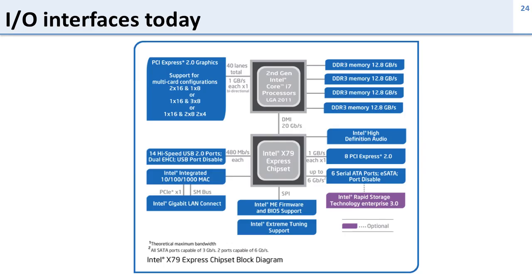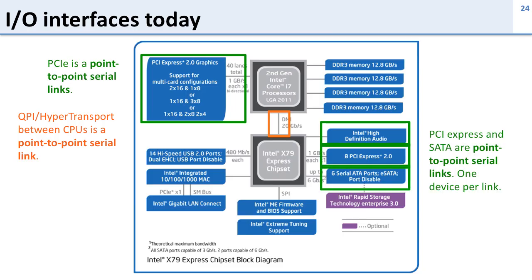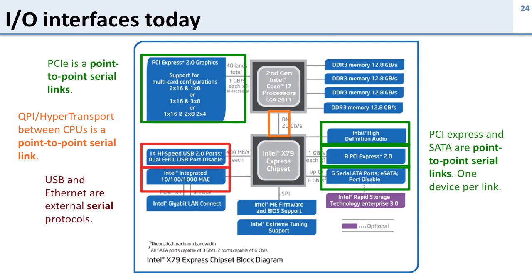So what sort of I/O interfaces do we have today? Well, here's a layout for a modern processor chipset. And we can see that when we talk between the processor and the rest of the computer, we're using QPI if you're Intel or HyperTransport if you're AMD, and these are both point-to-point serial links. We have PCIe for talking to graphics cards, and this is again a point-to-point serial link. We have other connections such as SATA, which is also a point-to-point serial link.